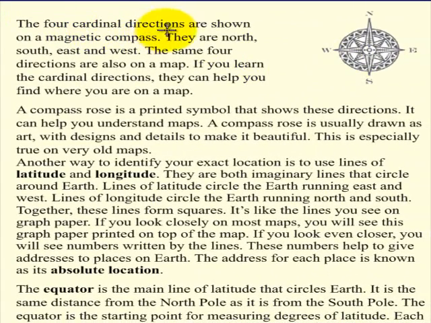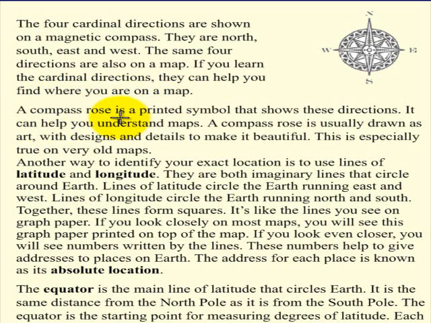The 4 cardinal directions are shown on a magnetic compass. They are north, south, east, and west. The same 4 directions are also on a map. If you learn the cardinal directions, they can help you find where you are on a map.